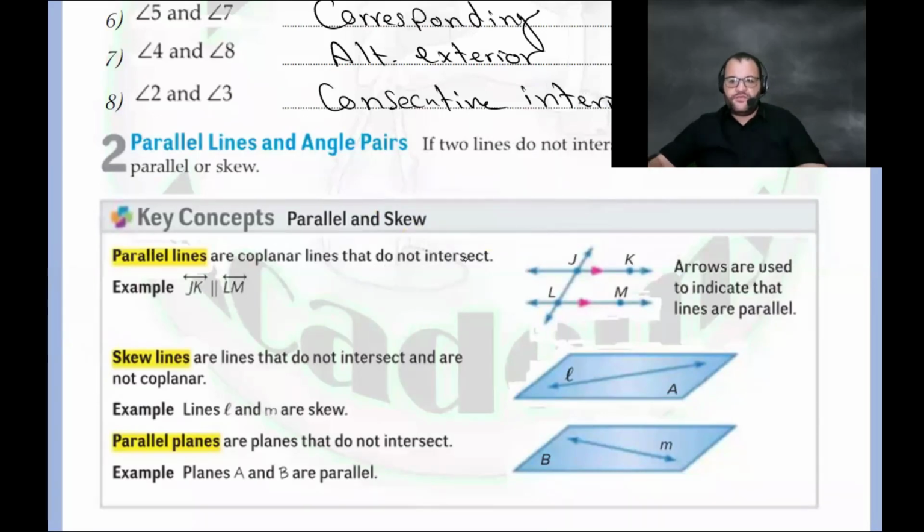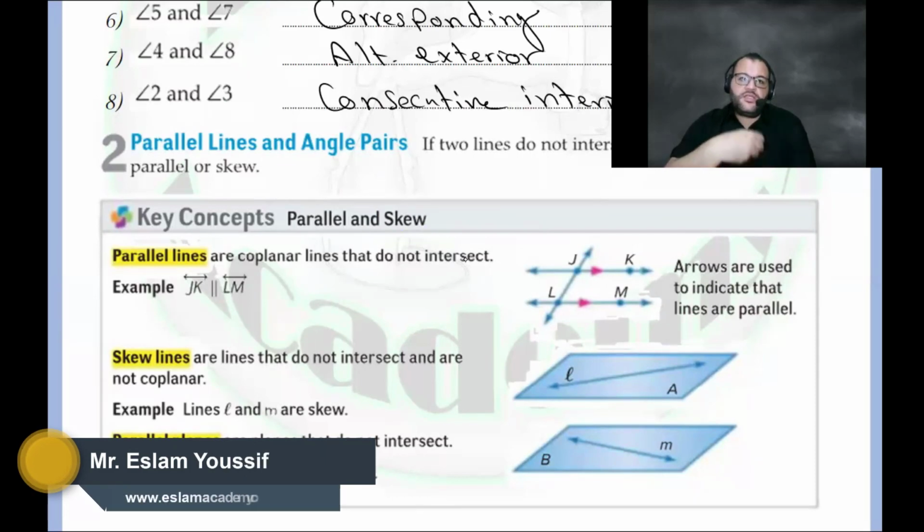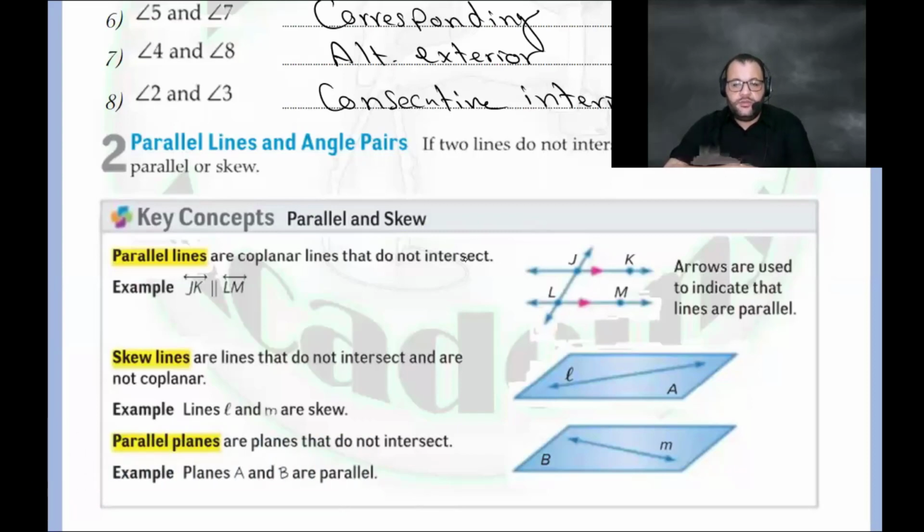What is the intersection of the two planes? If two planes intersect, they will intersect at... What is the intersection? Two points, one point, or one line? Are you sure? Which one? Two points, one point, one line, or will they never intersect? One line.